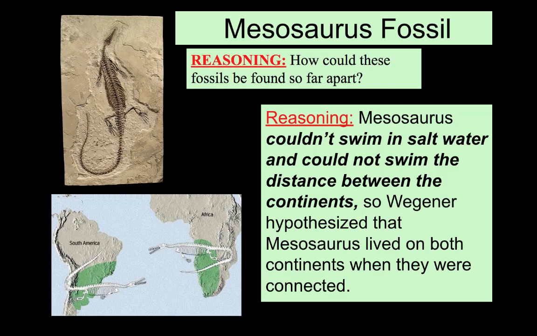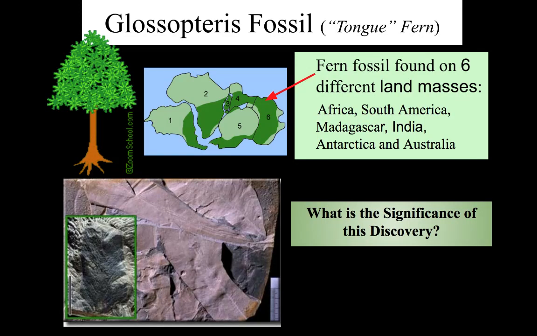So at this point, we had South America and Africa with that uncanny puzzle fit of coastlines, and now we have the addition of some fossil evidence. Mesosaurus is just one of many fossils that Wegener used to support his idea of continents being connected. A second fossil that I'm going to introduce to you right now isn't an animal or a reptile.